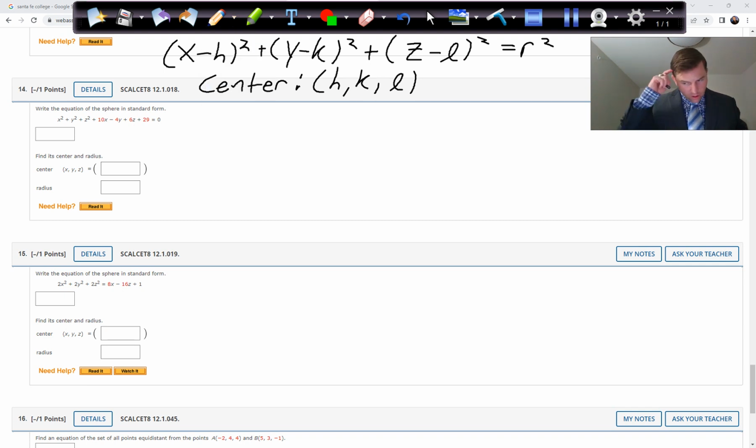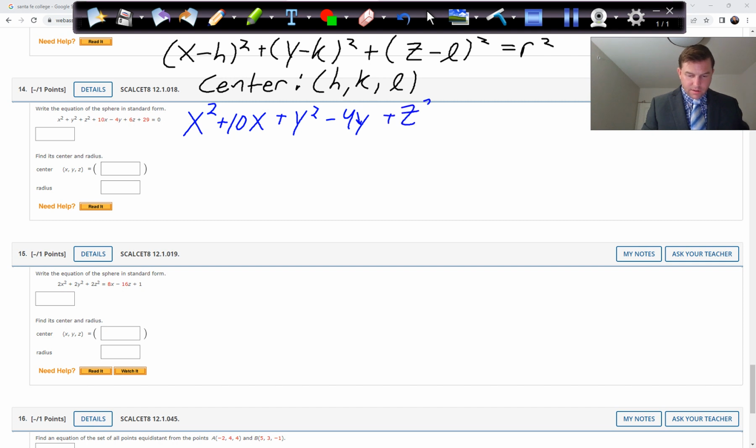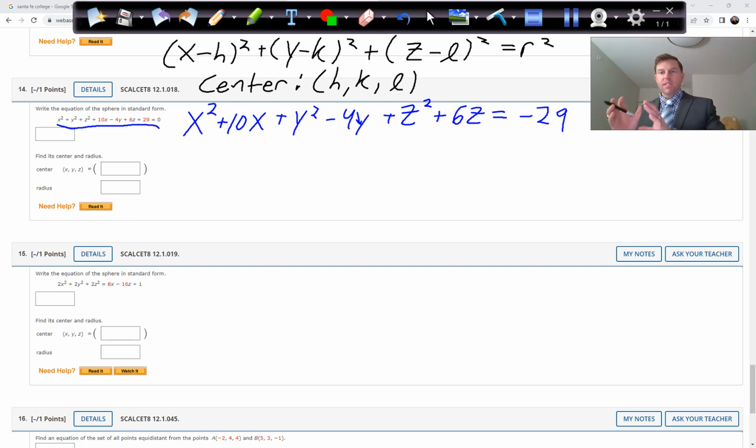Okay, so our problem is, and I'm going to rewrite this as I go, it's x squared plus 10x. So I'm going to pair x's together and y's together. So then we're going to have plus y squared minus 4y. Then we're going to have plus z squared plus 6z equals negative 29. So what I did with this equation was I paired all the x's together, the y's together, the z's together, and then I put any numbers on the other side of the equal sign.